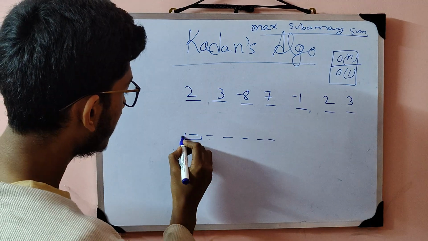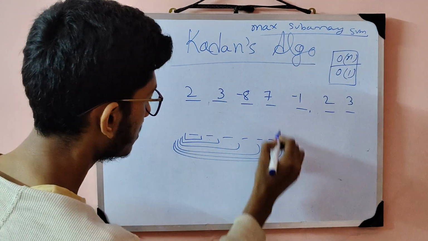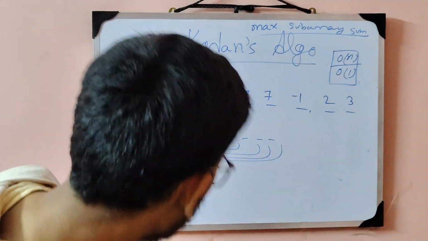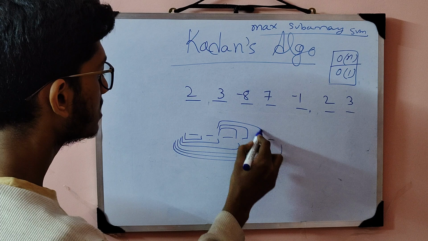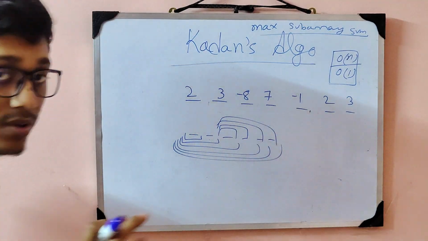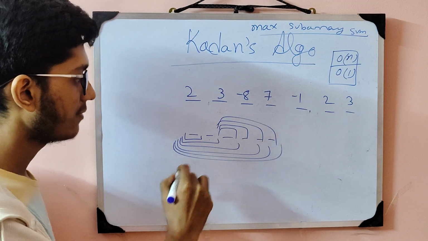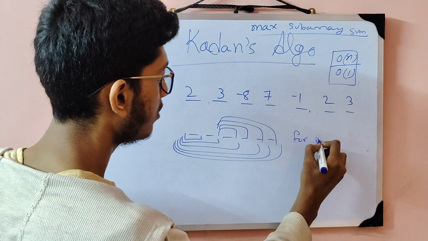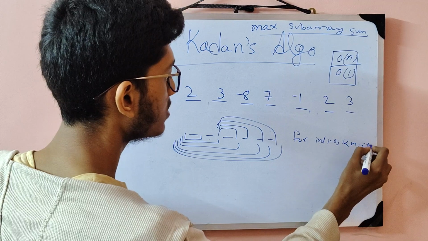This can be a subarray. This can be a subarray. Okay, like this. See here, when we are on an element, we can find the subarrays like this. We will be running two for loops.